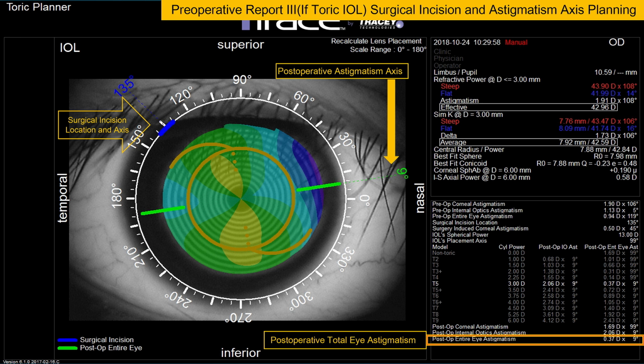Adjusting the incision position: use the left mouse button to drag within the blue simulated incision area, hold and move, to adjust the angle freely. Adjusting the toric IOL axis: use the left mouse button to drag within the yellow area, hold and move, to change the axis angle freely. The total eye astigmatism will update in real time as you adjust.